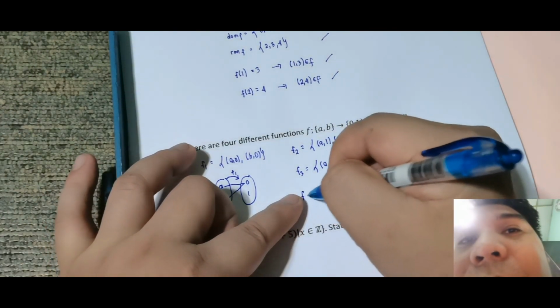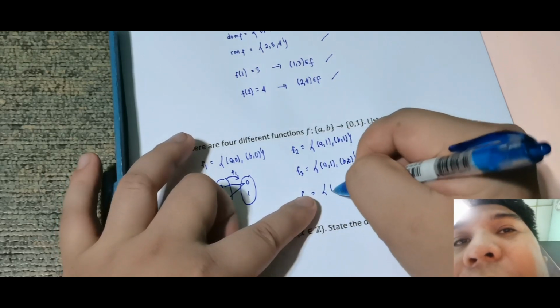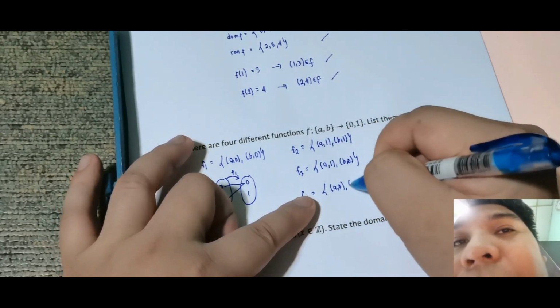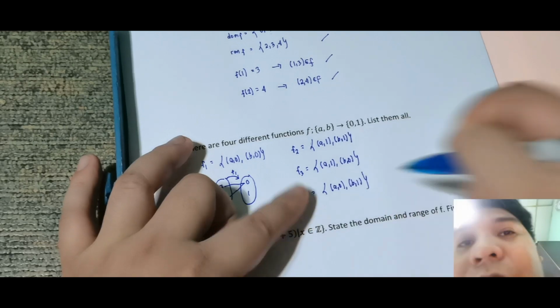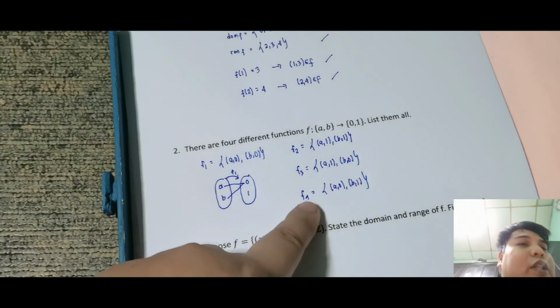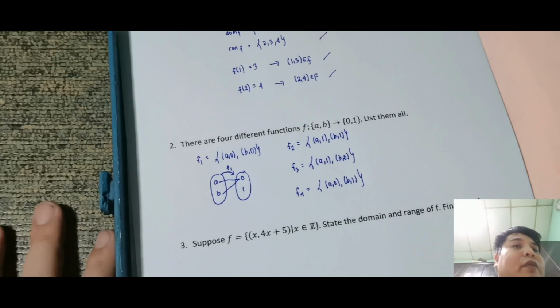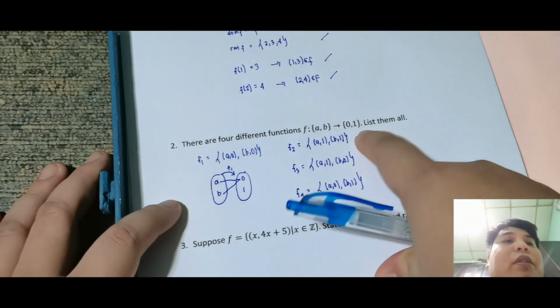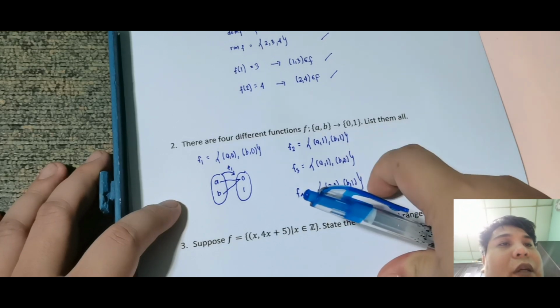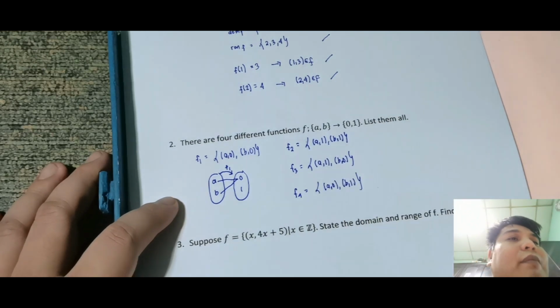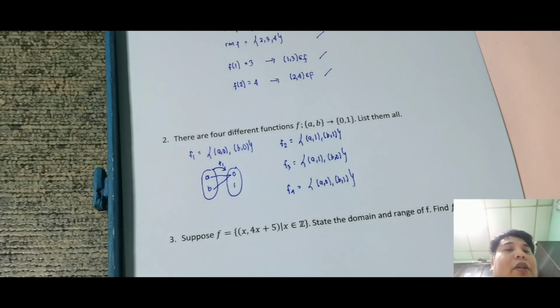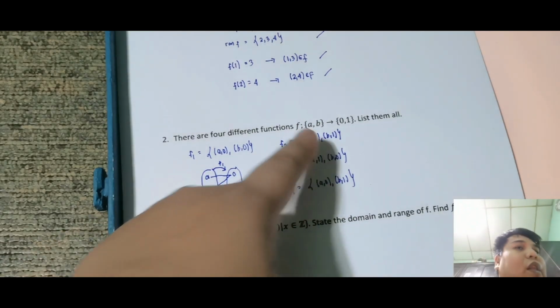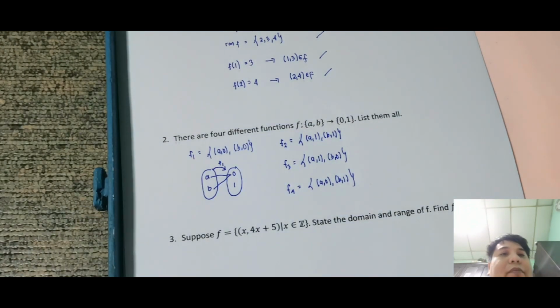F4 is (A, 0), tapos (B, 1). So, function pa rin yan at the same time, surjective, injective, then bijective siya. Okay, so ito ay hindi injective, hindi surjective, pero function. Ito ay function, pero bijective sila parehas. Okay, so ganoon kasimple yung ganyan drawing. So imagine mo kung paano kumakaform ng function. So make sure na nagagamit mo yung domain. Yan yung importante pag pinapagawa kita ng ganyan.